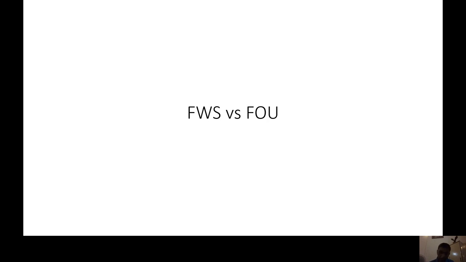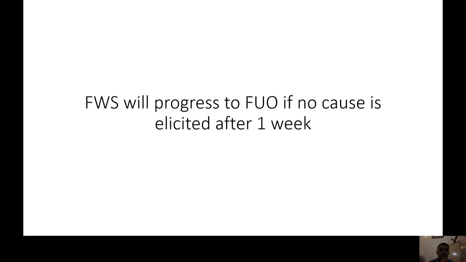There are two terms that we should be familiar with. One is FWS, that is fever without source, sometimes described as fever without focus, versus FOU, that is fever of unknown origin. So what's the difference? Fever without source or without focus is when you have fever, but you can't find a focus. The cultures are negative. When you do a thorough examination, you can't find the cause for the fever. In those instances, we label them as fever without source.